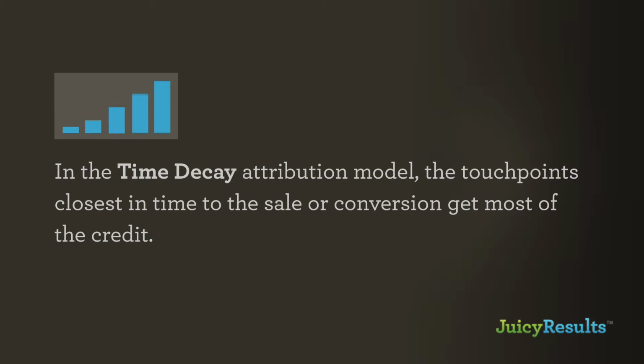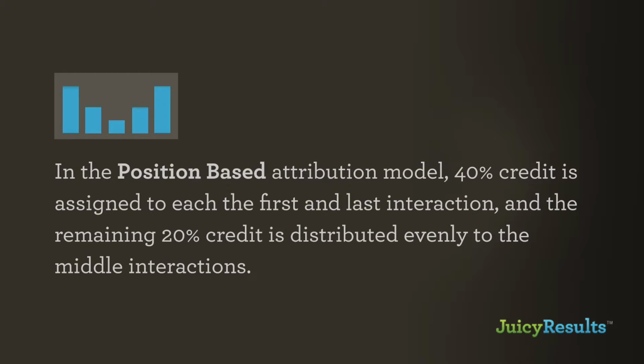Now, there's also one called time decay. Now, time decay is really interesting because it's a lot like linear, except that it assigns a little bit more credit to the more recent ones. So it's basically assuming that the most recent interaction got more credit than the second interaction, which got a little bit more credit than that original interaction, right? Because you actually drove that person to take action.